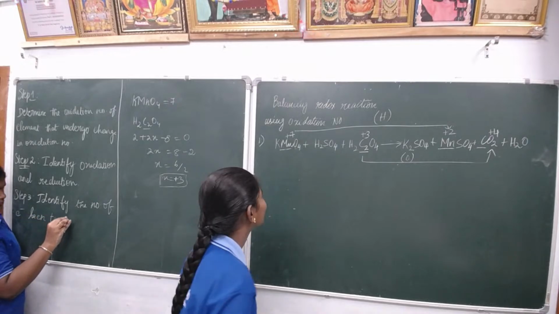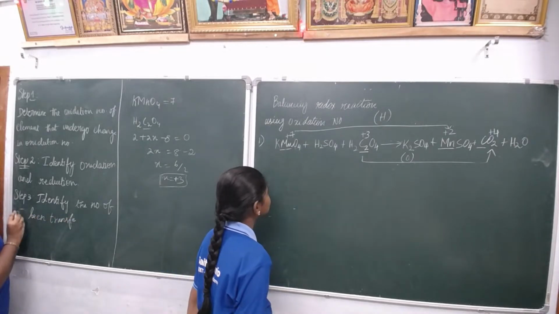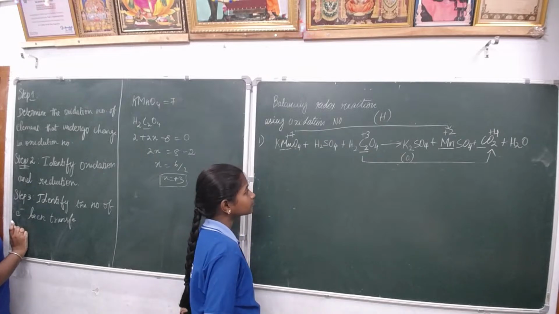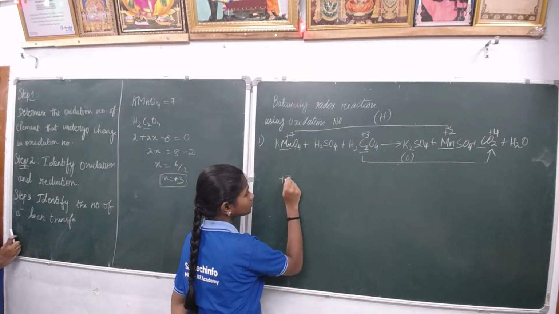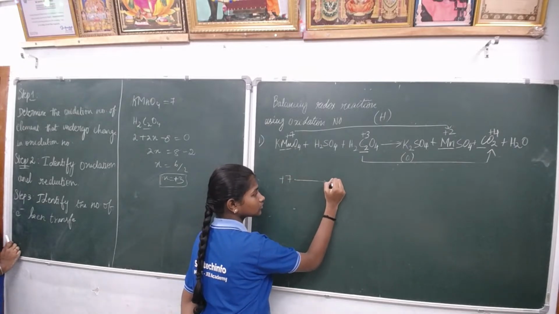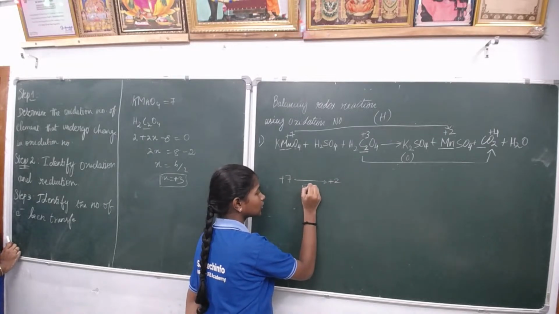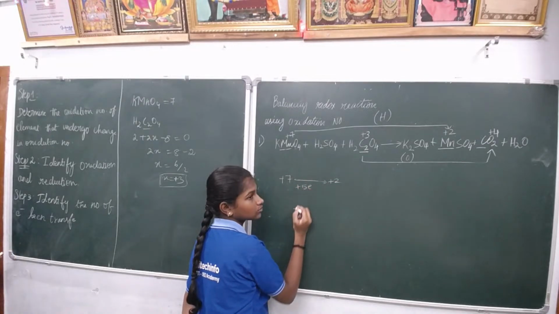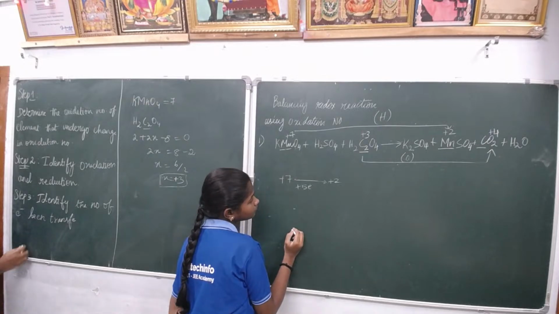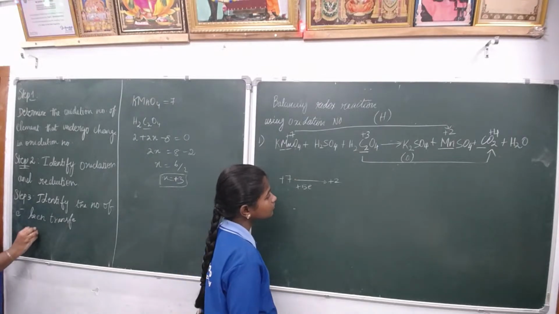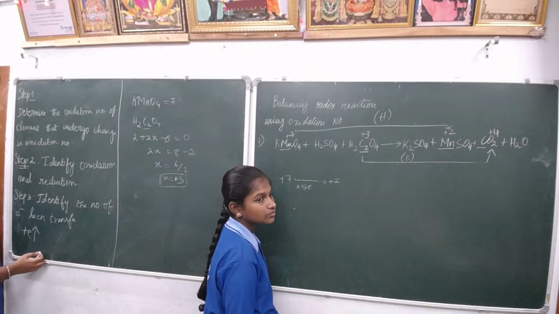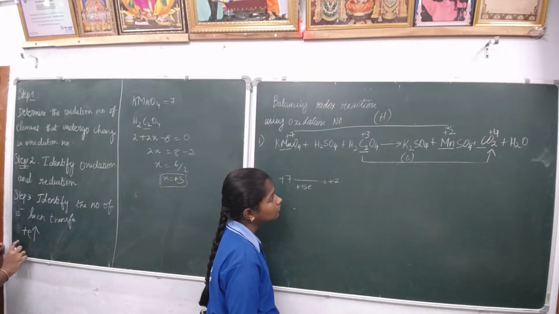Added, because e is minus. So you have got plus 7, write down plus 7. This plus 7 becomes plus 2, which means 5 electrons are added. Okay. So addition is represented by an upward arrow, addition of electron by upward arrow, and removal of electron by downward arrow. Okay, addition of electron, upward arrow.